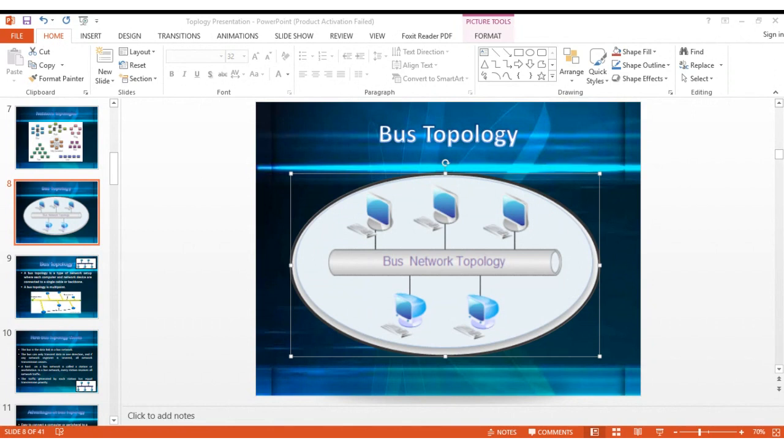Now, in case this topology has exactly two endpoints, it is called a linear bus topology. In case it has exactly two endpoints, we call it a linear bus topology. Any question? Nyabela, any question on that?